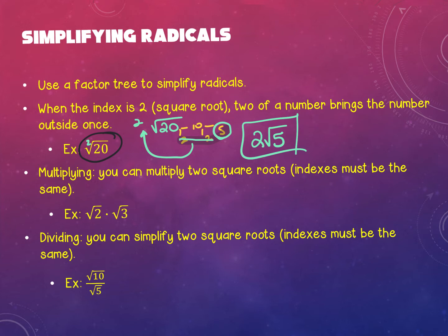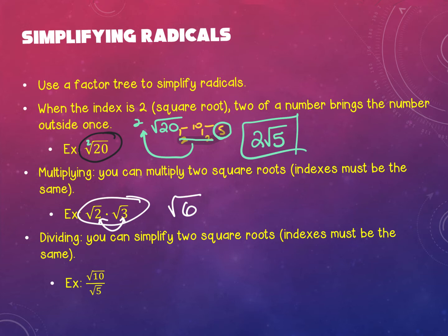If you're going to multiply 2 square roots or 2 cube roots, you can as long as the index is the same. So in this case, they're both square roots, which means we can multiply. We keep the root and we multiply out the numbers underneath. So 2 times 3 would be square root 6. 6 would break down back to 2 and 3 and nothing repeats, so we would keep it as square root 6.